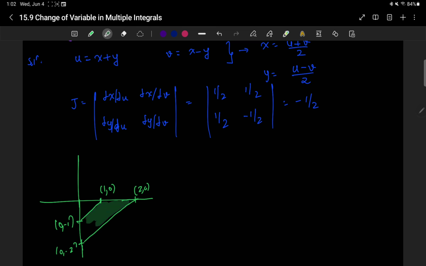And now we have to figure out, under our current substitution, what does each of these sides become? Right, so let's do that.